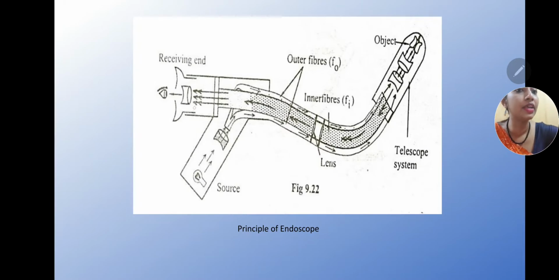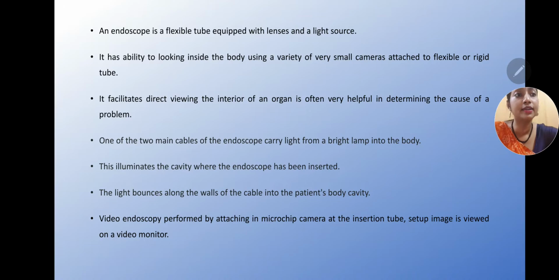It reaches the receiving end. By the time it reaches the receiving end, it is not just seen, but it is also magnified. It is illuminated and magnified at the same time. So here we have the light source, and here we have the receiving end, where it is visualized. It could be done using the naked eye, or it can be connected to a video monitor and observed via the monitor. It has optical fibers, inner and outer fibers. There is a telescopic system where the lenses are placed so that we get a magnified image of the target organ. So this is the principle behind endoscopy.